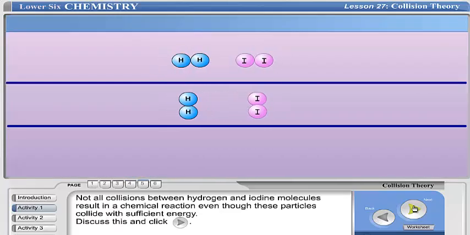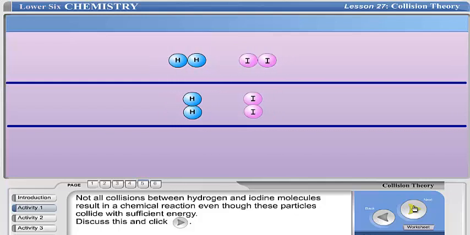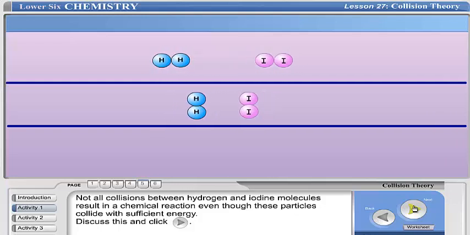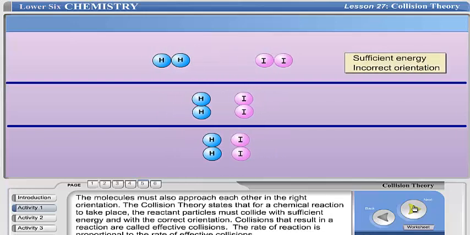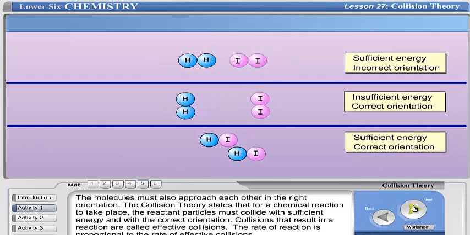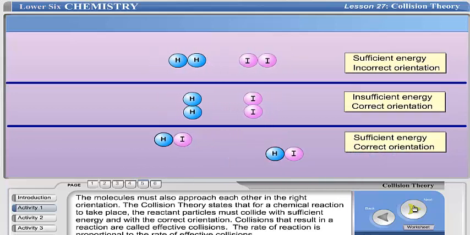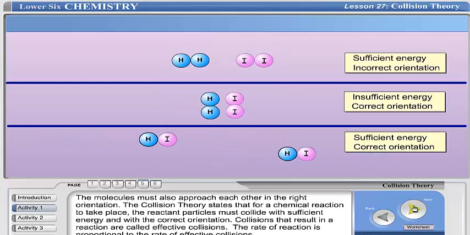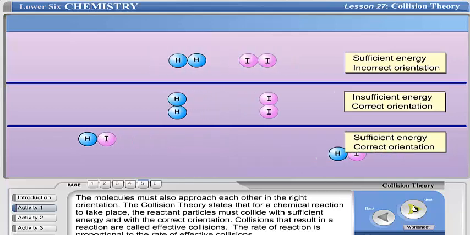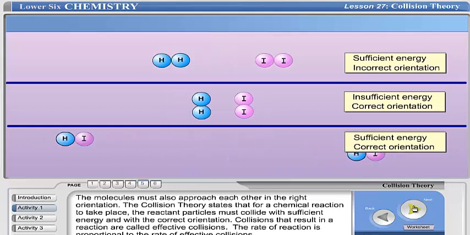Not all collisions between hydrogen and iodine molecules result in a chemical reaction, even though these particles collide with sufficient energy. Discuss this and click Next. The molecules must also approach each other in the right orientation. The collision theory states that for a chemical reaction to take place, the reactant particles must collide with sufficient energy and with the correct orientation. Collisions that result in a reaction are called effective collisions. The rate of reaction is proportional to the rate of effective collisions.